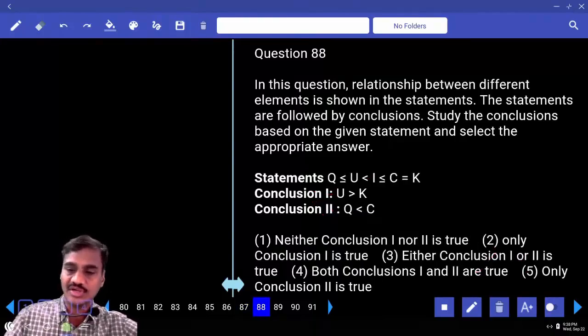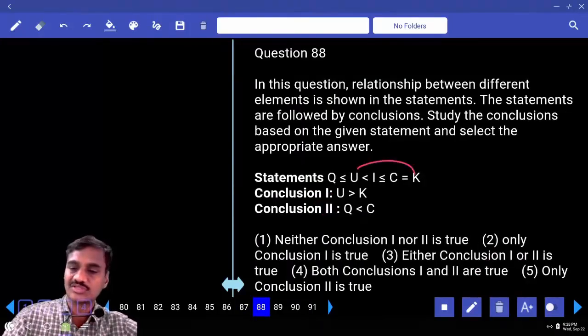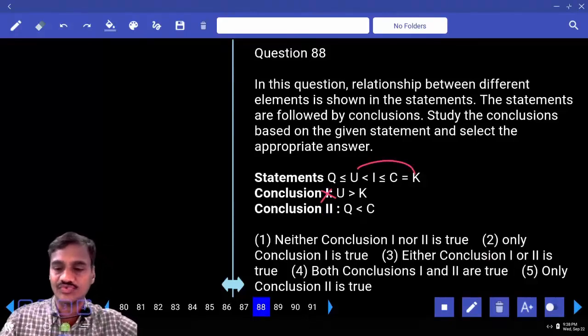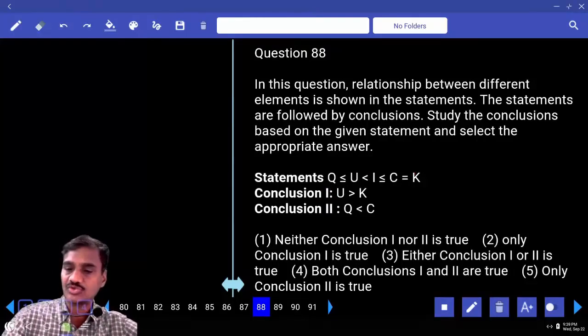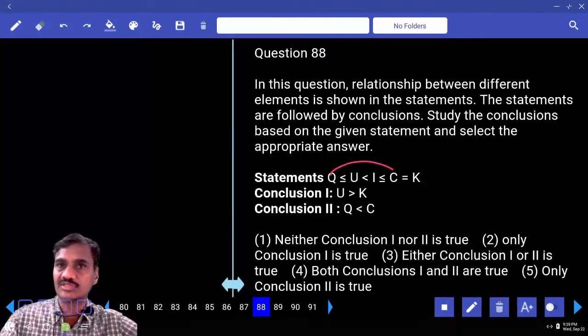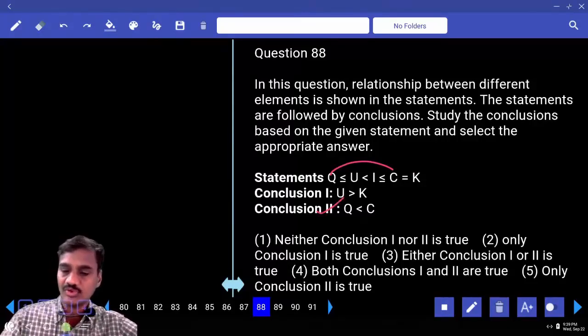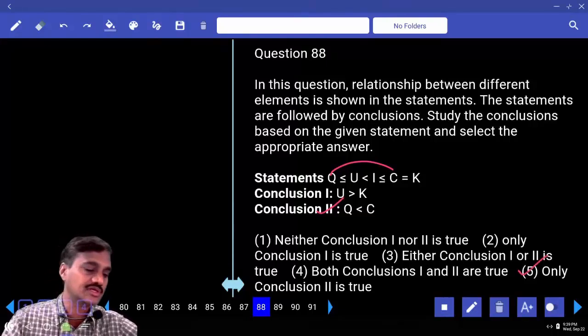88, U and K. U is here, K is here, U lesser than K. U greater than K is false. Q and C. Now in this Q and C, Q lesser than, which symbol is common? Lesser. Q lesser than C, definitely true. Hence only 2 is true. Only 2, choice 5, question number 88.